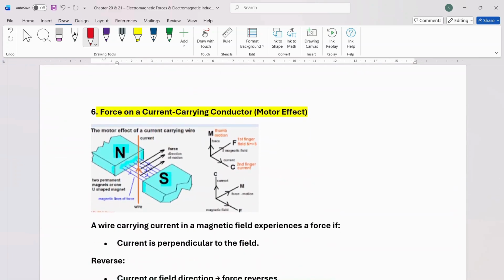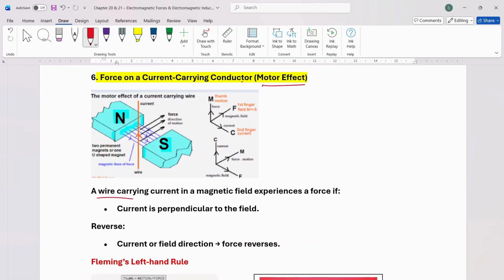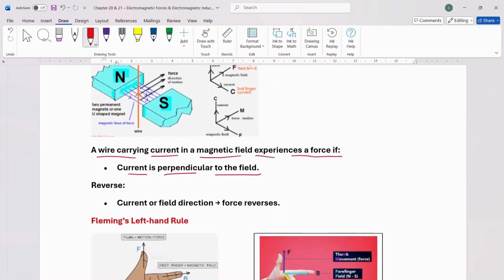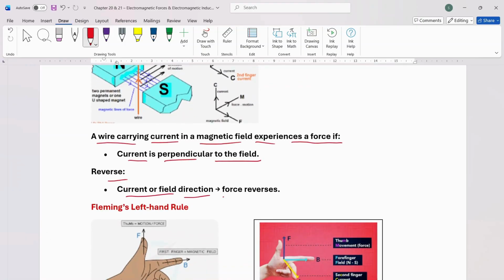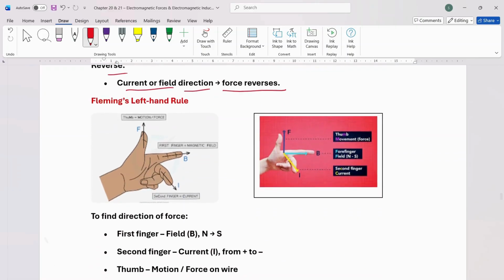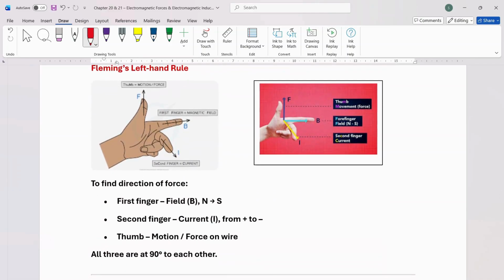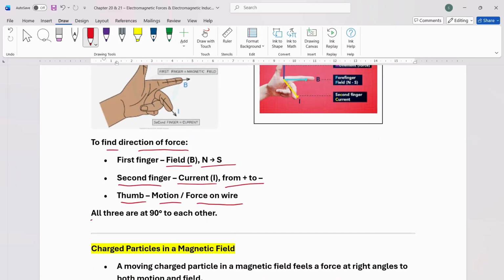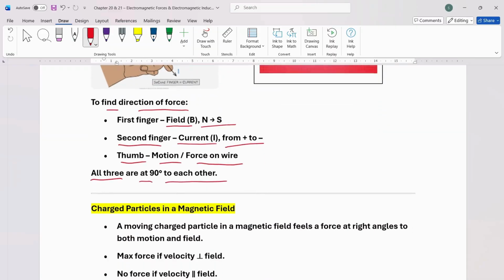Now let's discuss the force on a current carrying conductor, which is the motor effect. A wire carrying current in a magnetic field experiences a force if the current is perpendicular to the field. Reverse the current or the field direction, and the force reverses. Fleming's left hand rule: to find the direction of force, the first finger is field B from north to south, the second finger is current from positive to negative, and the thumb is the motion or force on the wire. All three are at 90 degrees to each other.